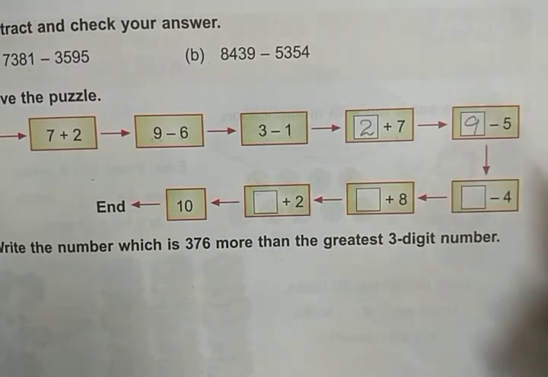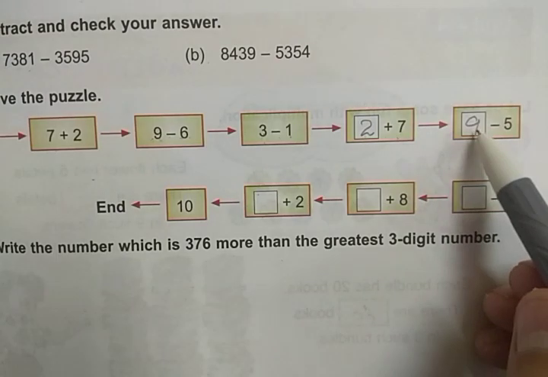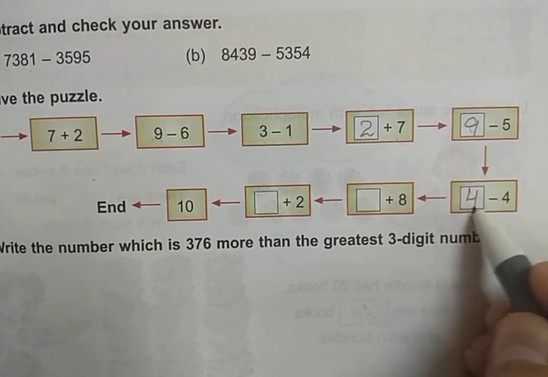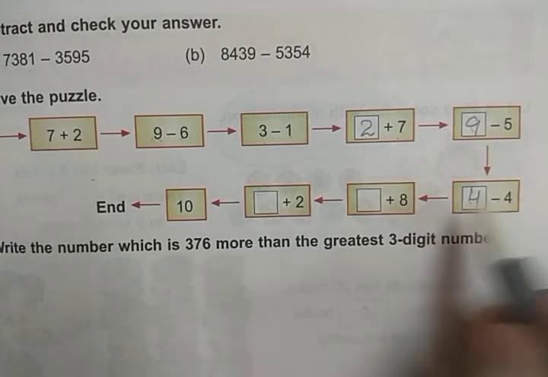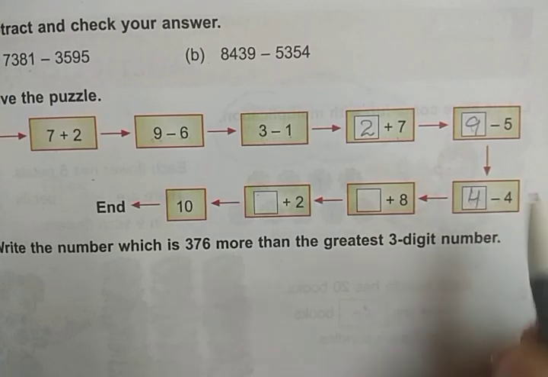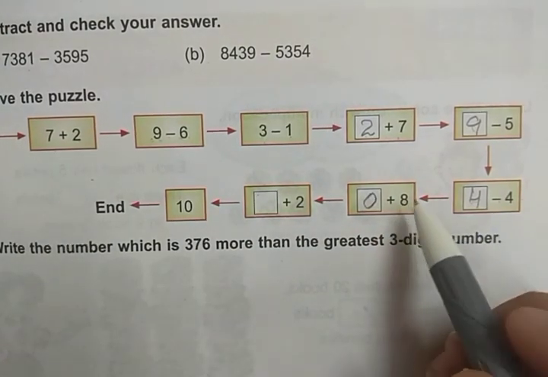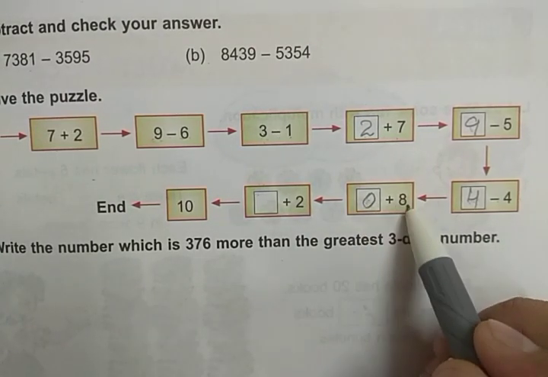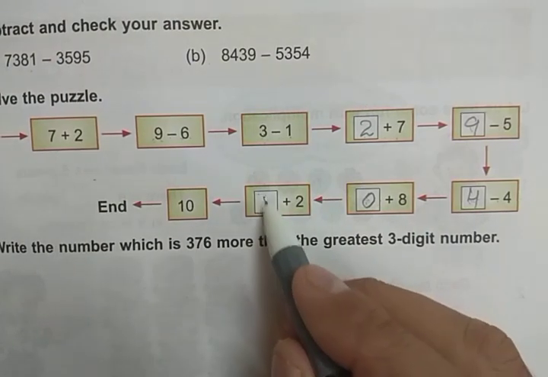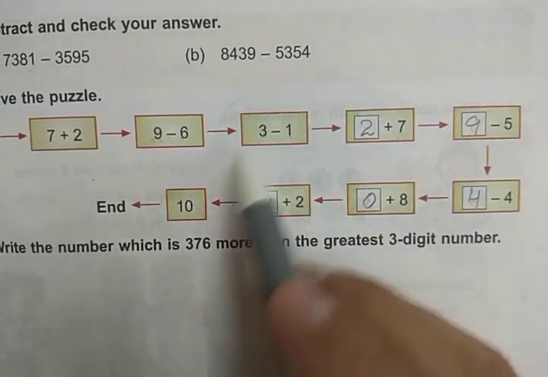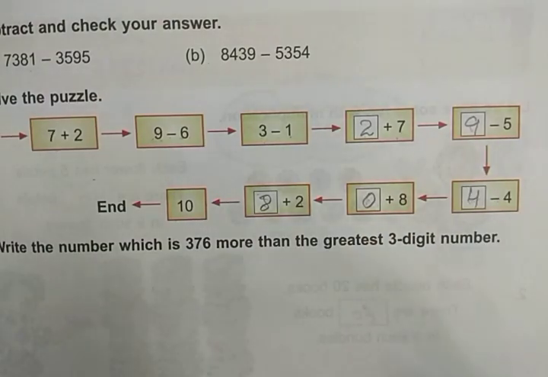So we will write, we have to just fill the blanks. So 9 minus 4. 9 minus 4 is 5. Now 4 minus 4. We know that when we subtract the same numbers, the answer is 0. 4 minus 4 is 0. And when we add 0 to any number, we get the number itself. 8 plus 0 is 8. And now 8 plus 2 is 10. So here is the answer. So here we have completed the puzzle.